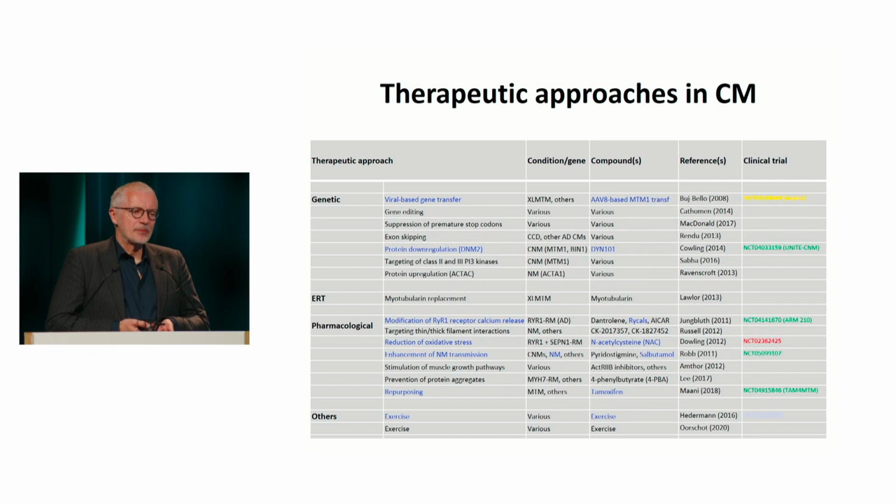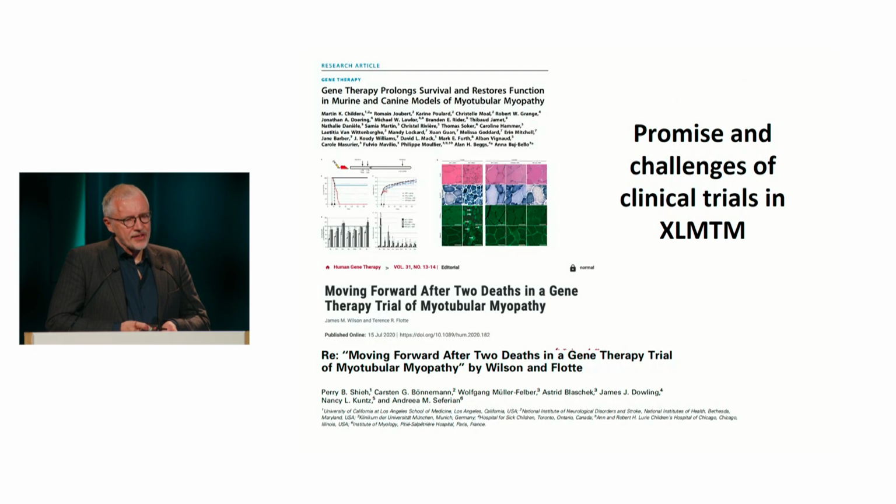For example, the manipulation of proteins interacting in the same pathway, such as dynamin as an interactor of myotubularin and other proteins. And lastly, there are also approaches which try to modify the protein function. And that is something which is mainly being applied to the ryanodine receptor, which as a calcium channel can be subjected to pharmacological modification.